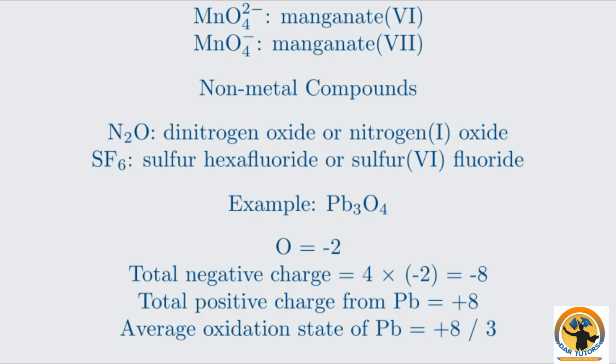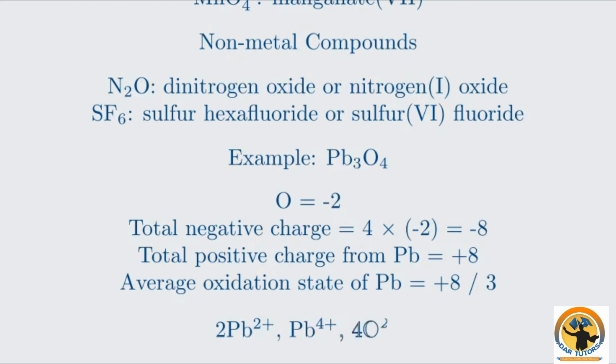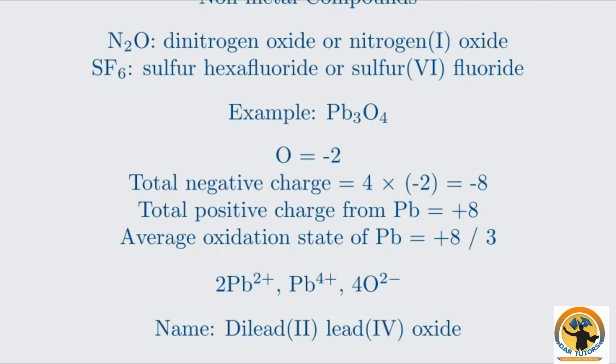This implies it's a mixed oxide. Research shows it's composed of 2 lead(II) ions, Pb2+, and 1 lead(IV) ion, Pb4+, combined with 4 oxide ions, O2-. Therefore, the name is dilead(II) lead(IV) oxide. So, we've seen how to use stock notation to provide clear and unambiguous names for inorganic compounds by specifying the oxidation state of the central cation, especially for D-block metals and complex oxyanions.